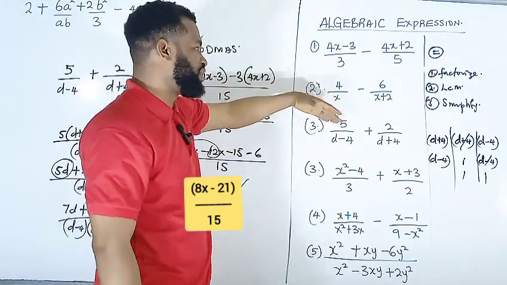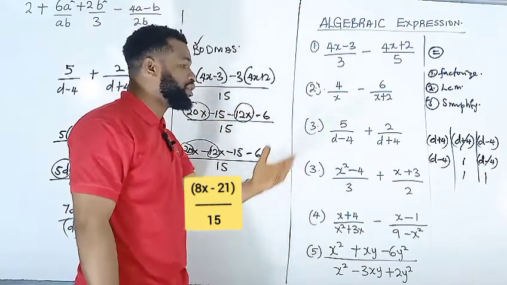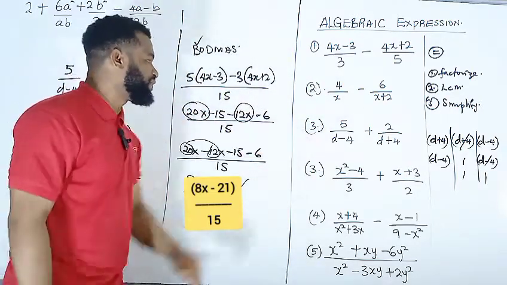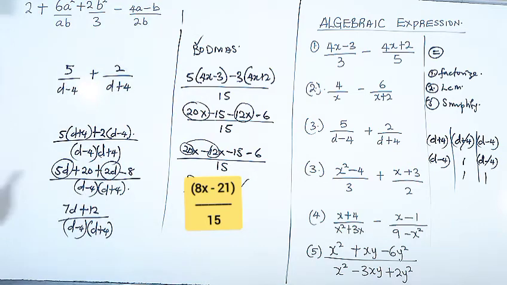Okay? Now let's look at number 2. I am not solving number 2. I would like you to try number 2 yourself because of time. Let's do number 3. You can do number 2 by yourself. And then in the comment section, just write down the answer and I will be responding. So number 3, this is what we have.